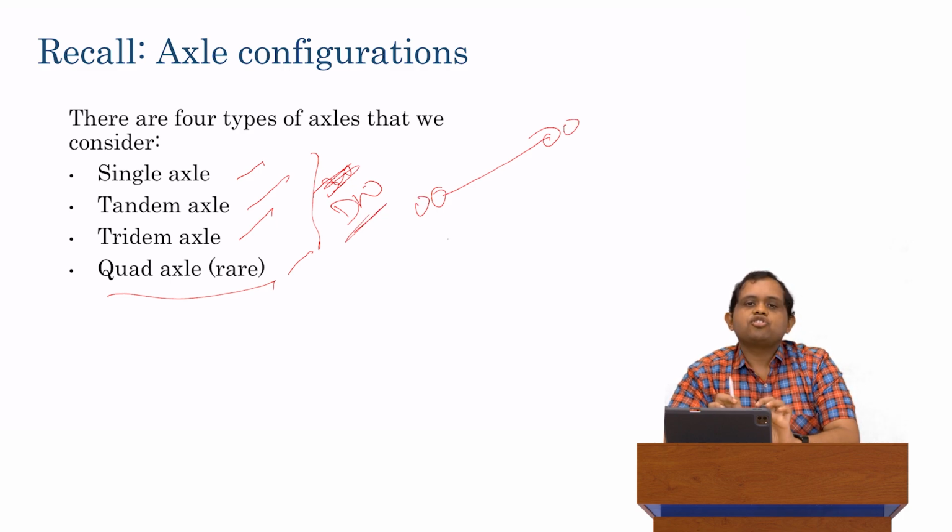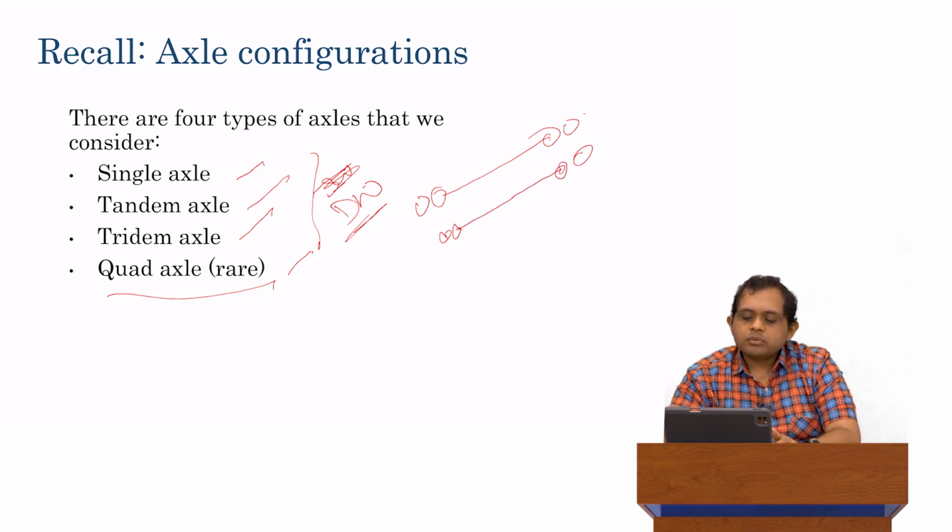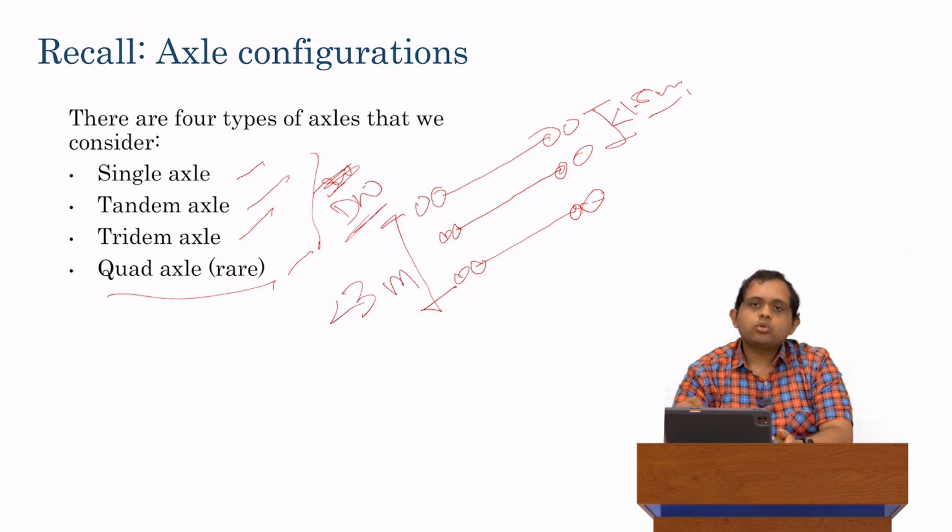So a single axle is just one axle. A tandem axle is where you have another axle, but the distance between these is relatively small. In Indian practice, that is not more than 1.8 meters. And then you have a tridem axle where the overall outer distance is not more than 3 meters.